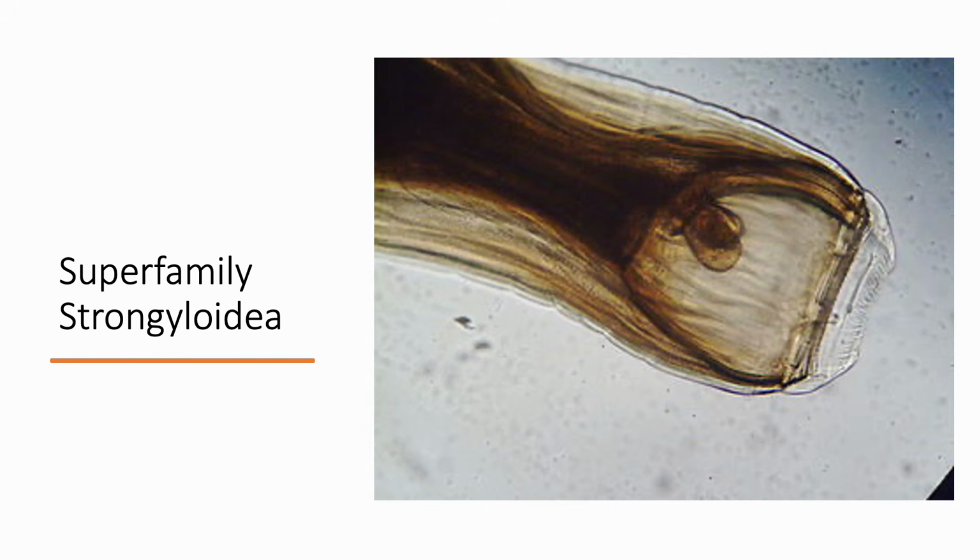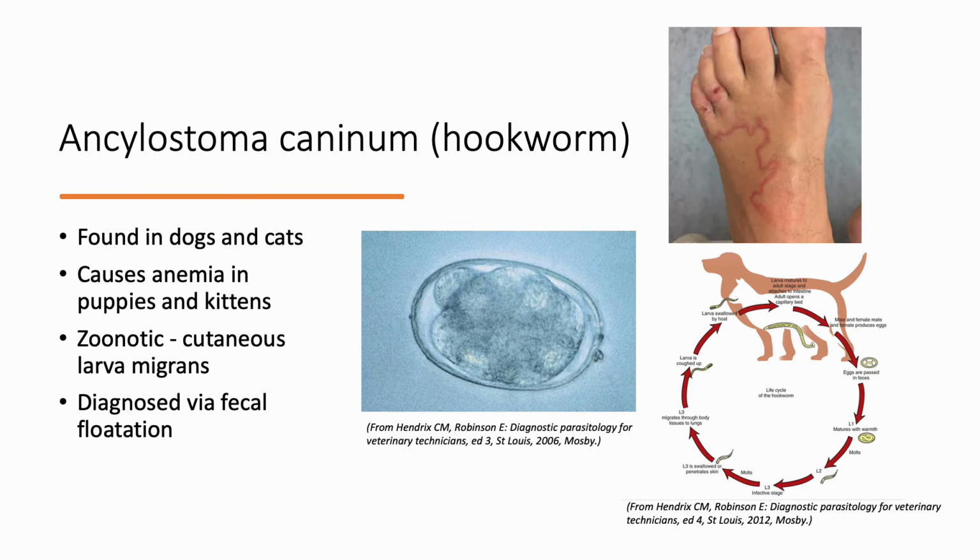The next superfamily of the nematodes is called Strongyloidea. This superfamily includes hookworms and also the large strongyles of horses. There's a lot of different types of hookworms. Many of them have the name Ancylostoma or Uncinaria, and then they have a species after it. You need to remember that hookworms can produce severe anemia in puppies and kittens, and they are zoonotic and can cause cutaneous larval migrans. I have a picture of the cutaneous larval migrans in the upper right corner.